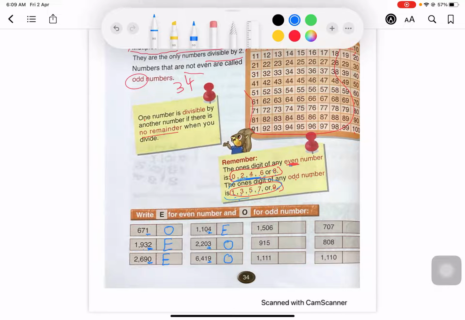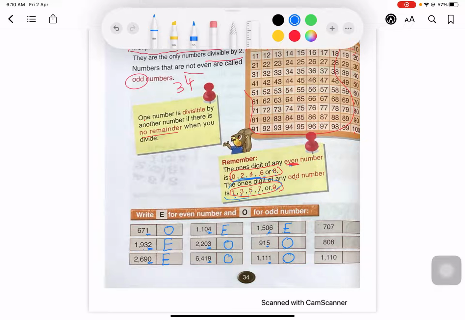Now, look here, 6 in this number, 5, 1. Don't look at the rest of the digits, only look at the ones place. 6, in which group is 6? 6 is in the first group, so it is even. What about 5 and 1? 5 and 1 are in the second group, they are odd numbers. Because this one and this one are odd, they are not divisible by 2. But for this one, because it has 6, an even number, it is divisible by 2.